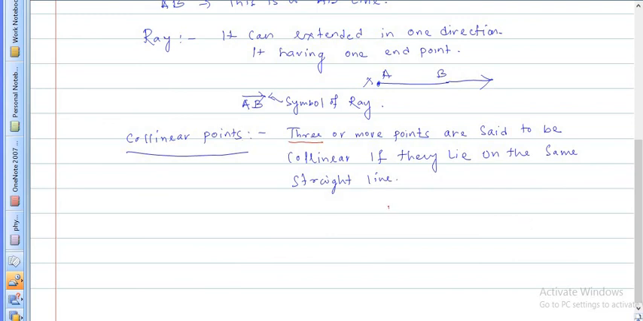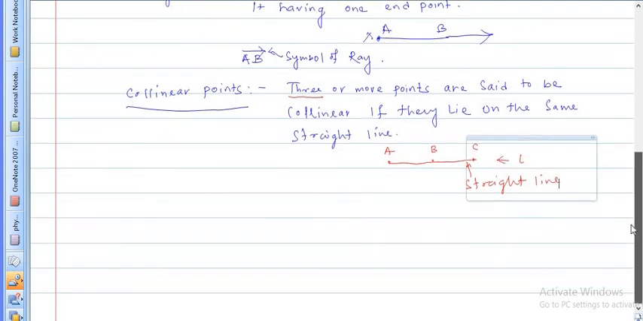Like suppose we are considering A as a point, B as a point, C as a point. Now these points A, B, C lie on a straight line. So this is a straight line, then these 3 points are collinear. So what do you mean by collinear? If 3 or more points lie on a straight line, then these points are called collinear. If they do not lie on a straight line, then they are non-collinear.